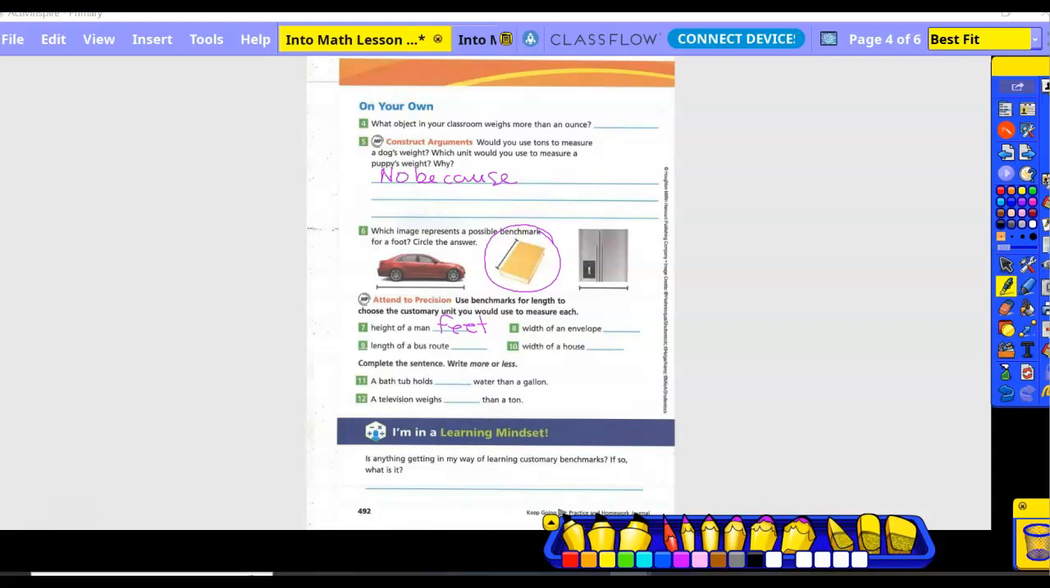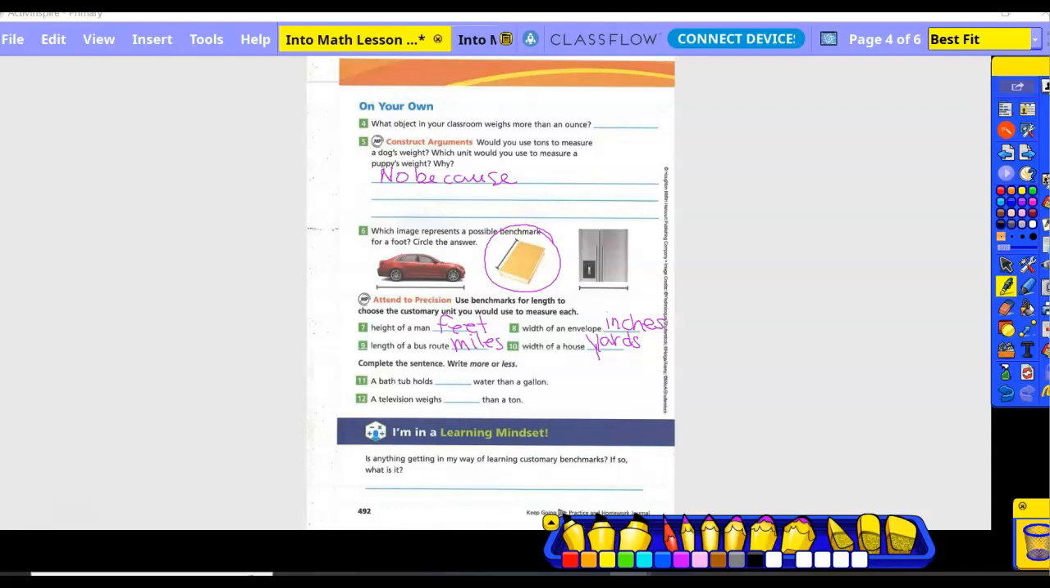The width of an envelope. So most envelopes, whether they're long or they're the short ones, are about this much. So what would you measure that in? Inches. Okay. The length of a bus route, so not the actual bus, but the route that the bus takes, miles, right? Okay, and then the width of the house, yards, right? You could do feet, but is it going to take more of those than it would yards? Yeah, okay.